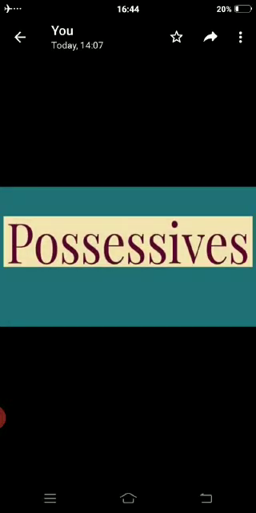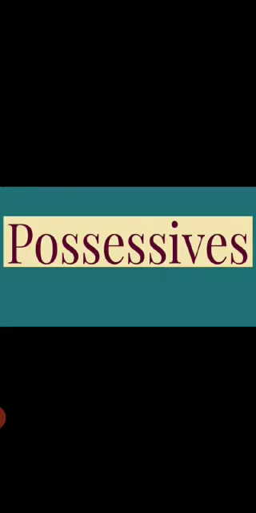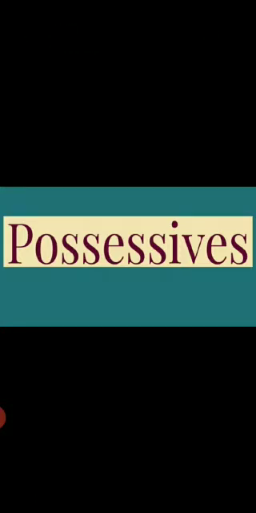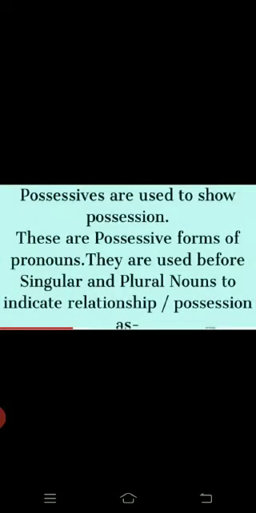Next kind of determiner is possessives. What does possessive show? Possessives are used to show possession only, right? They are used to show possession. Apart from this, they are used before singular and plural nouns both to indicate either relationship or possession only.